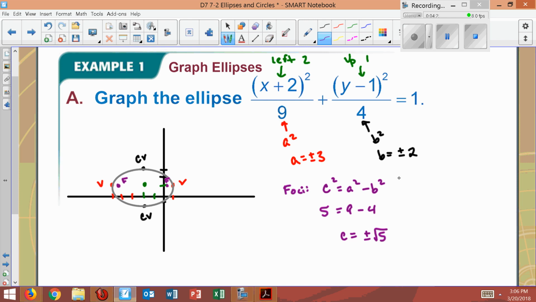So I could include that here. I know it's not shown, but the major axis is on the line y equals 1, and it's 8 units across. I'm sorry, 6. I can't add. It's 6 units across. Its diameter would be 6 units. The minor axis is on the line x equals -2, but it's only 4 units across in length. So that's how you would find those.